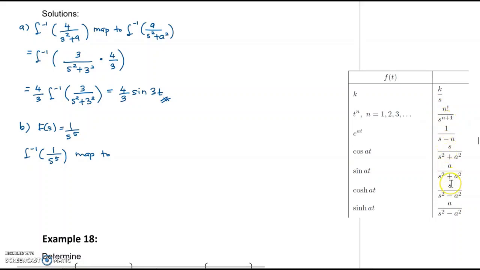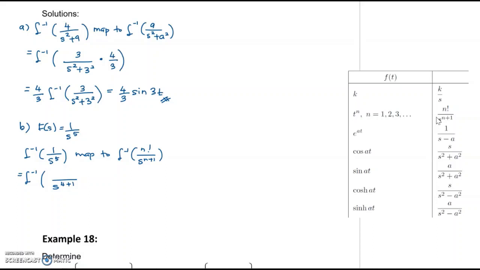For the rest of the expressions, you don't have s power of something. For example, this is s over s square plus a square, and so on. So the most similar is this one here, n factorial over s^(n+1). But first we need to manipulate the expression so that we have exactly the same expression as in the table. s power of 5, if we map to the table, 5 comes from 4 plus 1. So your n is actually 4.